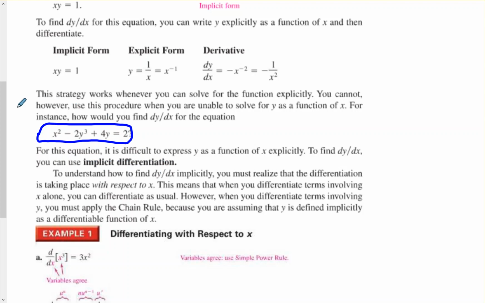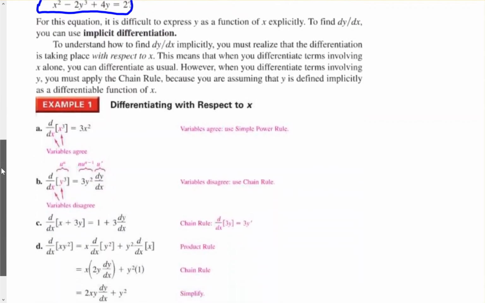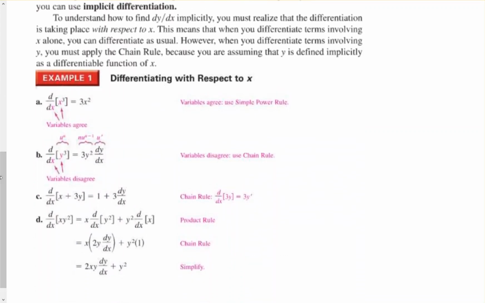Now, the way implicit differentiation works, if the variable in the expression agrees with what you're taking the derivative with respect to, like let's say we usually take the derivative with respect to x, and your equation only has x's in it, you do your regular rules for differentiation. So here, for x cubed, we use the power rule.